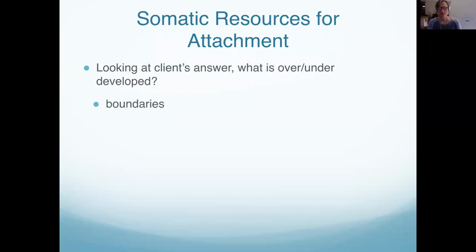And so some of the things that can be over and underdeveloped are, one is boundaries. Being able to say no is a type of boundary. Being able to say what you want is a type of boundary. Your needs mattering is a boundary.